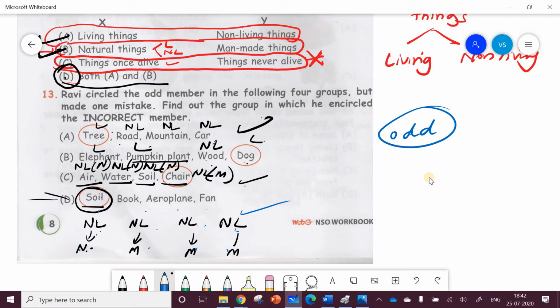You are correct. Ravi is wrong. Ravi has done option B wrong, which is incorrect. It is the correct answer. But tell me, what should be the right answer?